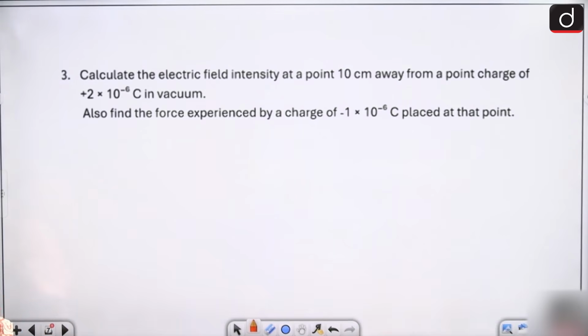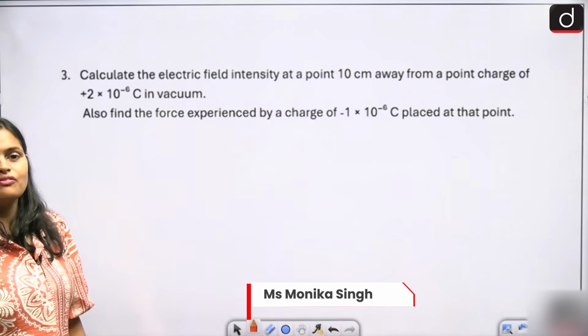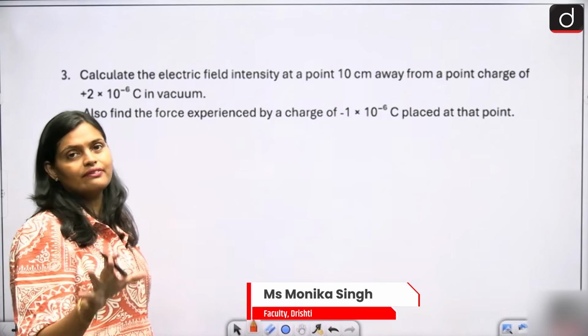Okay, and what you have to calculate? Electric field intensity simply, and then you have to calculate the force. So first find electric field intensity. Same formula as before. How to solve? First of all, write down the given thing.